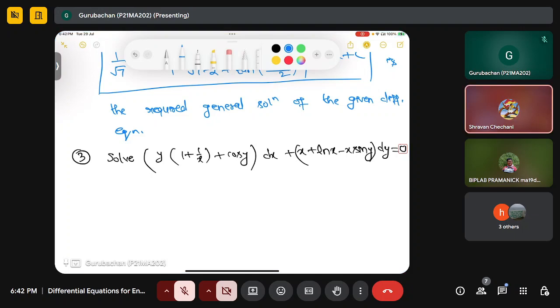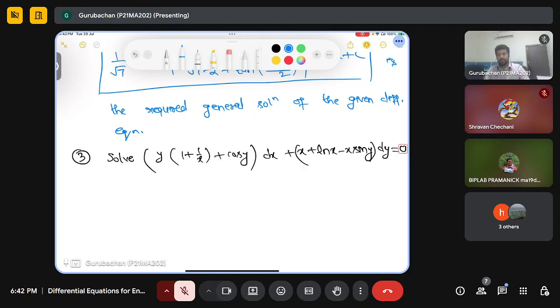Sir, I've got an answer. And what is that? Sir, yx minus y by x square plus x cos y plus cos y is equal to c. Can you repeat, please? Sir, yx minus y by x square plus x cos y plus y plus cos y is equal to c. So your answer is kind of difficult. So let me mention here something.